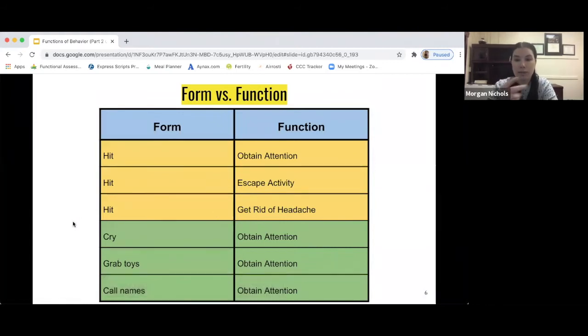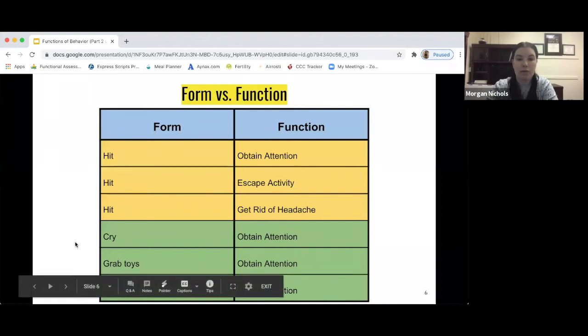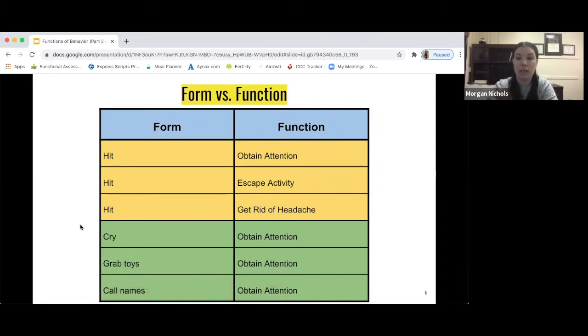However, the opposite is also true. We can have different behaviors for the same function. In the video, we saw that the baby was crying to get attention. But there are different ways to get attention. You can also grab toys to get attention, right? You can also call someone's name to get their attention. So if that baby in the video had had the capacity to talk, they could have just said, mama, calling the name to get attention rather than crying.